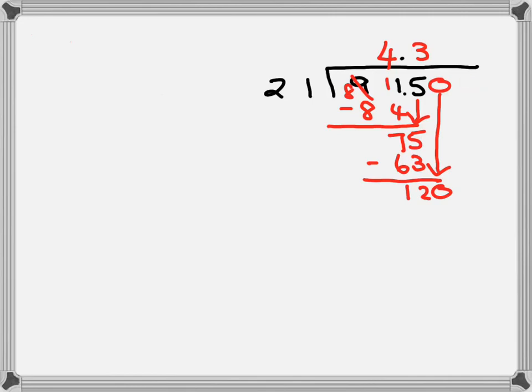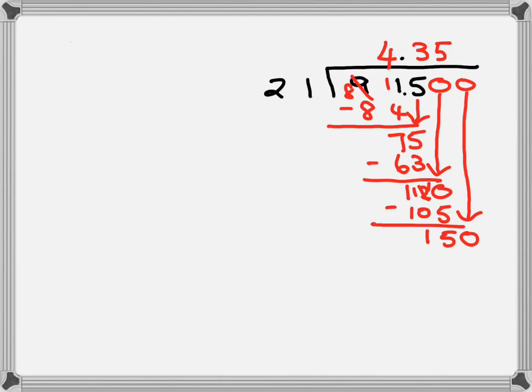Now we're going to say 21 into 120. We're going to estimate 5 times. 5 times 1 is 5, and 5 times 2 is 10. Our minus step: this becomes a 1, that becomes a 10. 10 minus 5 is 5. 1 minus 0 is 1. Let's put another 0 in because we would like at least 3 decimal places. So we bring that 0 down.